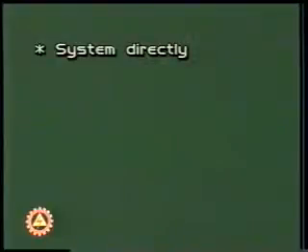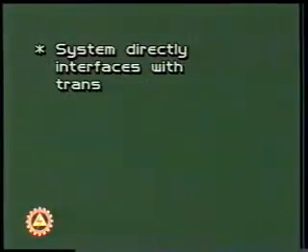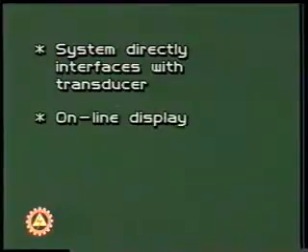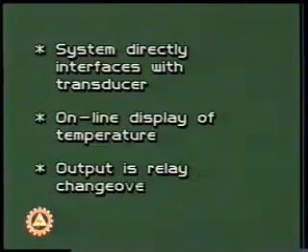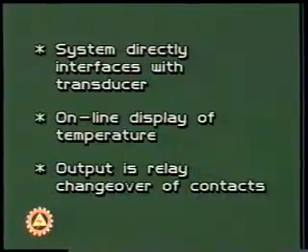Let us consider a microprocessor-based temperature controller to describe the steps involved in the design process. The first question that comes up to our mind is, what are the features of this system? They are: system should directly interface with the transducer, online display of temperature, and output of the system is relay changeover of contacts that switches a heater on or off.